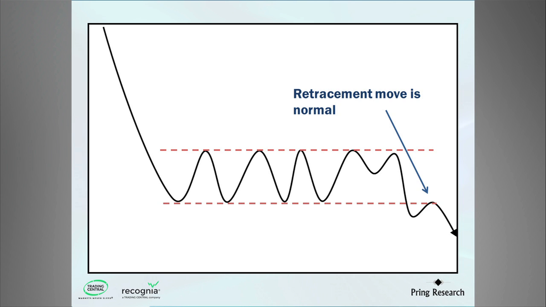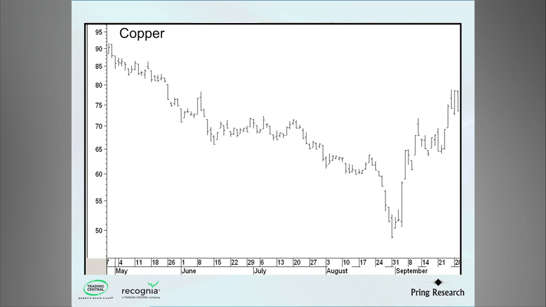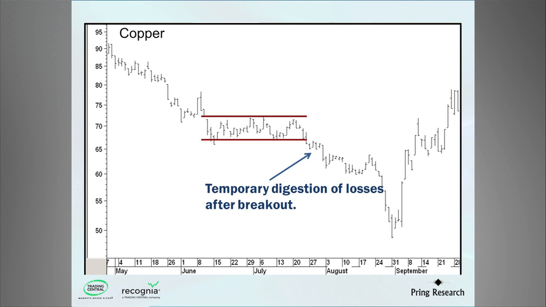This chart shows a continuation rectangle for the copper price. Note that after the breakout, you are left in doubt for a couple of days as the price experiences a sideways digestion of losses. This is a normal phenomenon, but if the breakout is valid, then you should expect to see the price resume its downtrend.